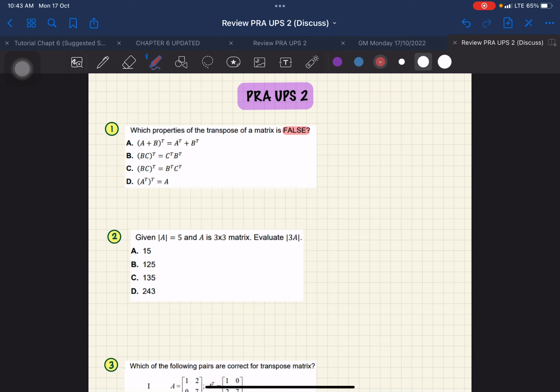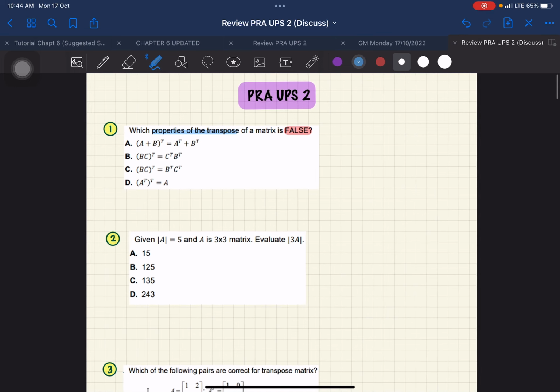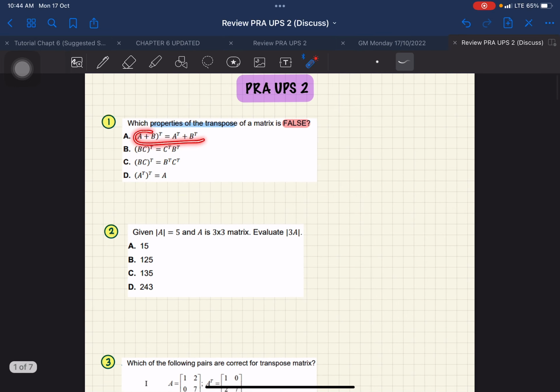Okay, so dekat sini awak kena, you need to use your knowledge on the properties of transpose yang awak dah belajar. Okay, so properties of transpose yang betul. Sorry, yang salah dia cakap kan. Okay, so kalau tengok properties yang pertama, we have A plus B transpose. This one, okay. And then it's equals to A transpose plus B transpose. This one is correct. Okay, so yang terakhir sekali pun betul.